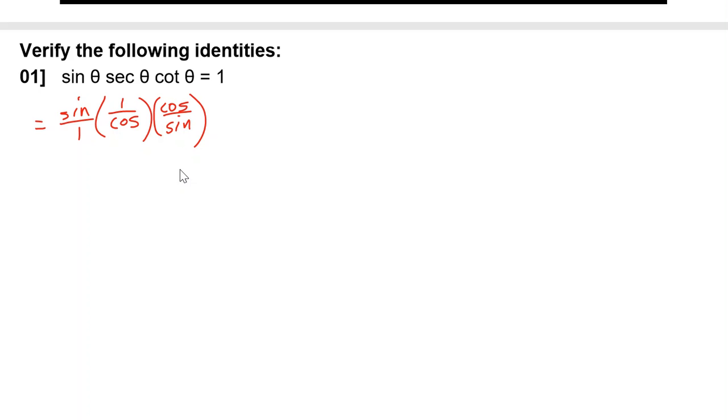All right, so when we look at this, we wind up with, well, if we just do it this way, sine and the sine cancel, cosine and the cosine cancel, and all I'm left with is 1. That check means that, yes, we verified that all of that equals 1.